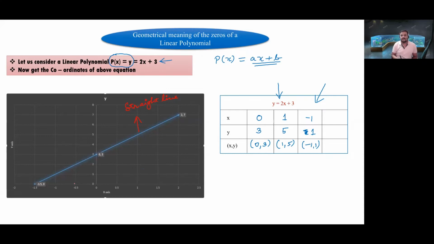ओके, तो अभी देखो ये हमारा पॉलिनोमियल है, p of x will be equal to 2x plus 3. इसके जीरोस हम लोग कैसे फाइंड करेंगे? How will we find the zeros of this polynomial? Yes, anyone? You can raise your hand to give the answer. How will we find the zeros of this polynomial?